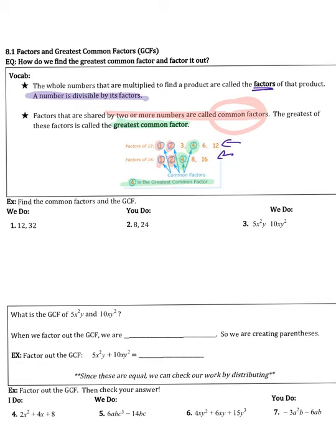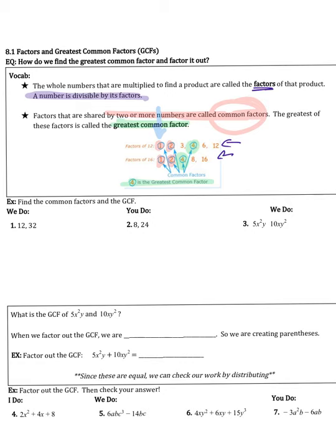The other thing that I want to point out is that there is always going to be a common factor because everything is always at least divisible by 1. So there's always going to be a common factor. That common factor just might be 1, which is a little bit boring, but it is still true that there's always a greatest common factor. That greatest common factor just might be 1.